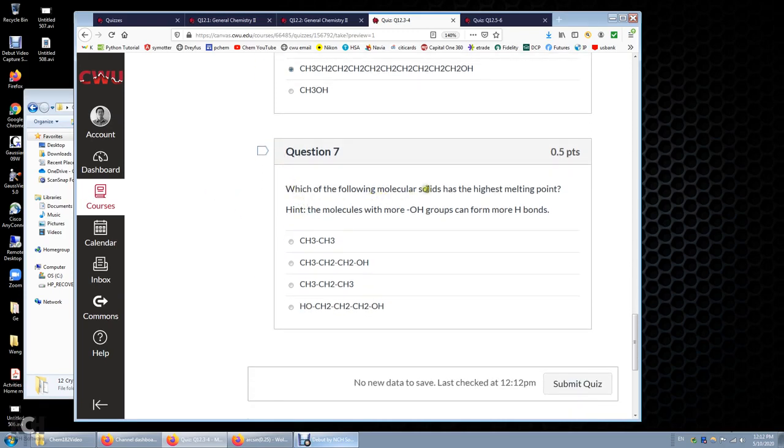Which of the following molecular solids has the highest melting point? Again, look for the dipole first and then compare the dispersion. So this one, ethane and the propane, they do not have these OH functional groups. They cannot form hydrogen bonds. So I'm going to pick either this one or this one. But now look at this molecule. It contains two hydroxyl functional groups. It's going to form twice the number of hydrogen bonds of this one. So I'm going to pick this.